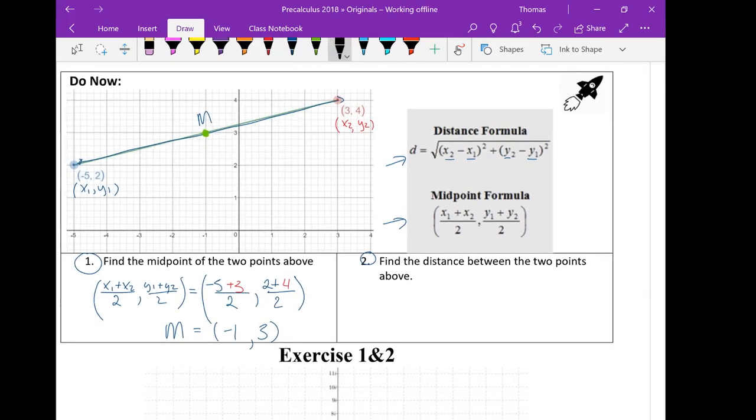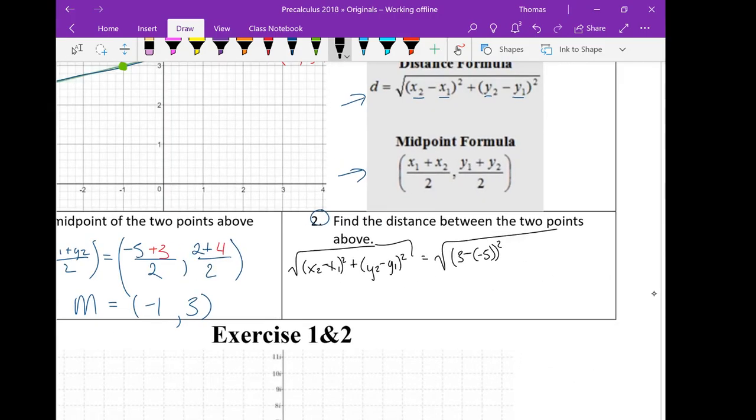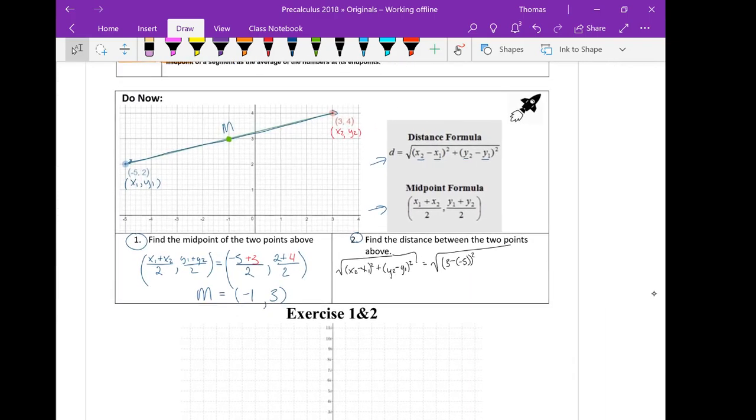All right. Next, we're going to find the distance. We already have our points labeled. Our formula is right there. Square root of x2 minus x1 squared plus y2 minus y1 squared. 3 minus negative 5. Notice I added the extra parentheses here when I plugged in a negative number because I knew that I wanted to keep track of that negative sign. Minus a negative, keep parentheses on it, plus y2 minus y1 is 4 minus positive 2 squared.